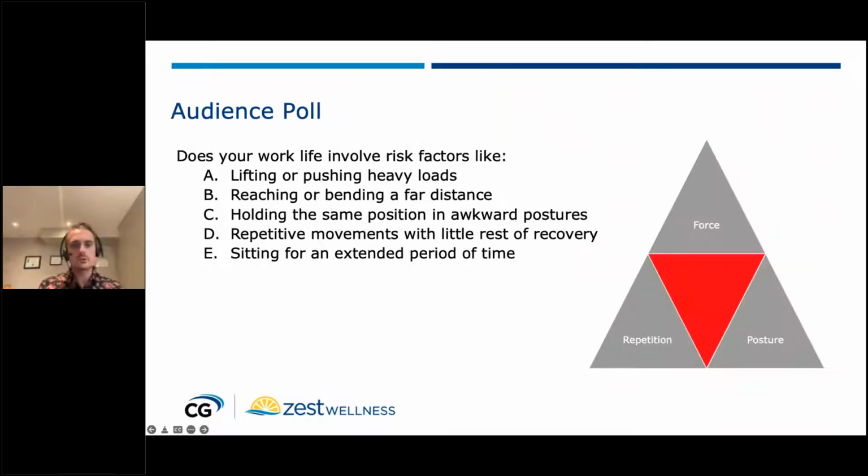Here we have our next question, an audience poll as we warm up with this webinar. You can see the question on the slide, and as you pick out these different options, you can think between three factors: force, repetition, and posture in terms of the musculoskeletal system. When you're sitting or out and about doing something in your personal life or at work, you want to think about these three factors. I'm just planting seeds by mentioning force, repetition, and posture as you go through this poll question.